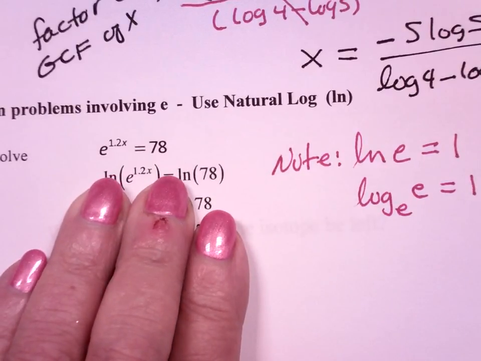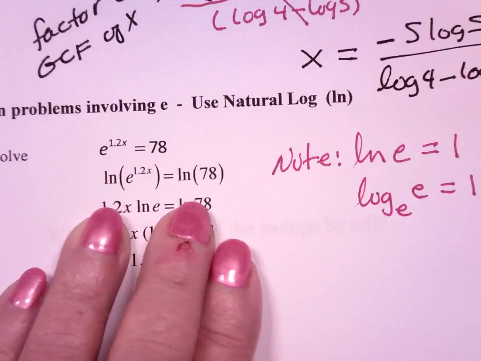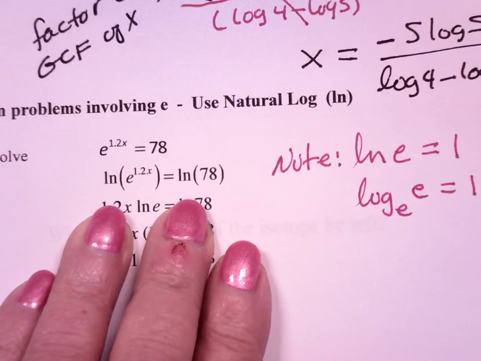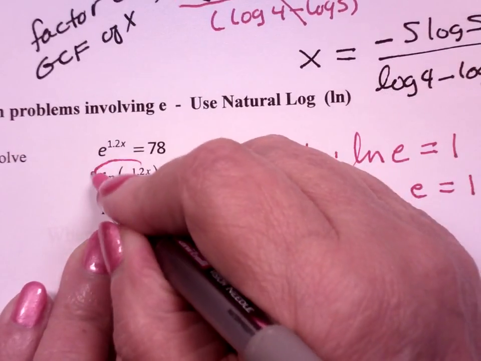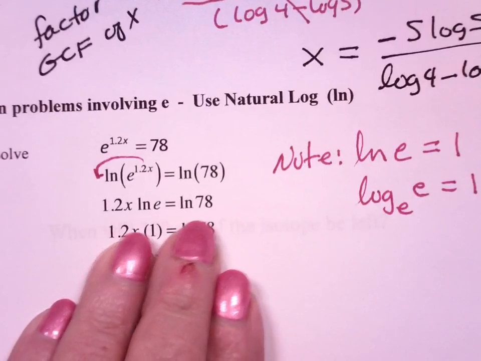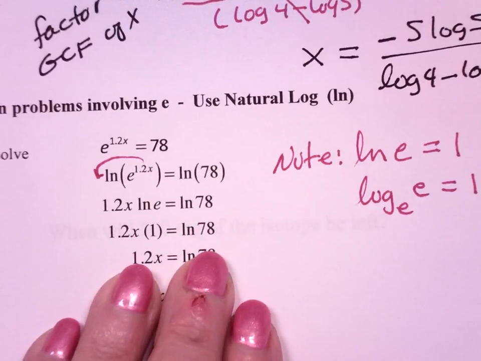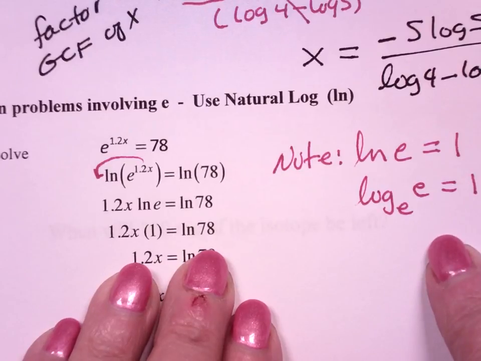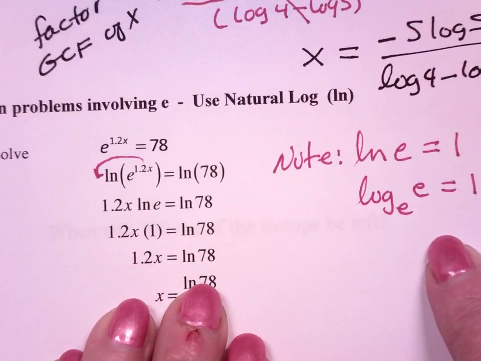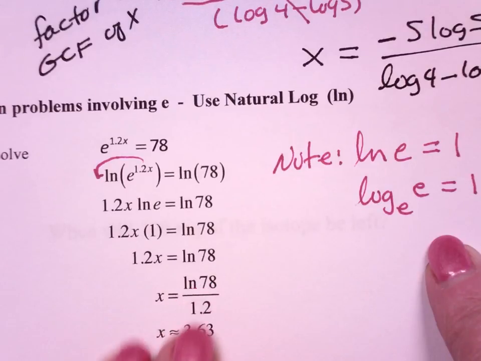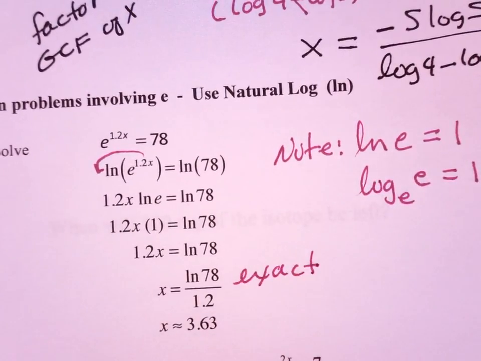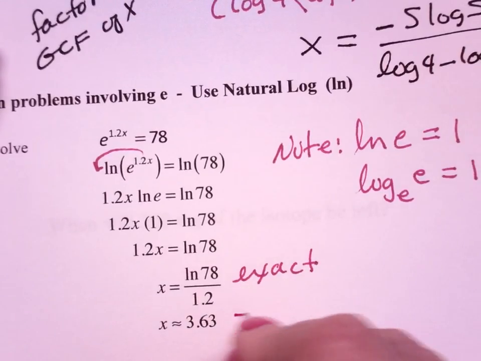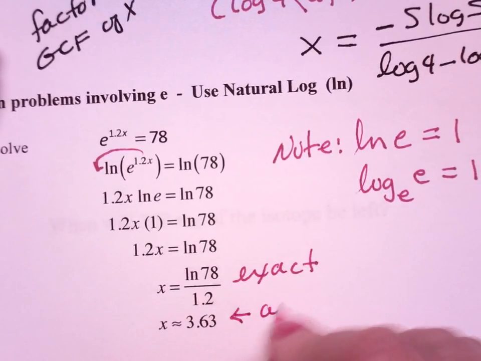So if I had e to the 1.2x equals 78, I take the natural log of both sides instead of taking the regular log, and bring the exponent down in front. So I have 1.2x natural log of e is the natural log of 78. Natural log of e is 1, so 1.2x is equal to the natural log of 78. So x is the natural log of 78 divided by 1.2. Again, this is an exact answer. And then I calculated it out and rounded, that's approximate.